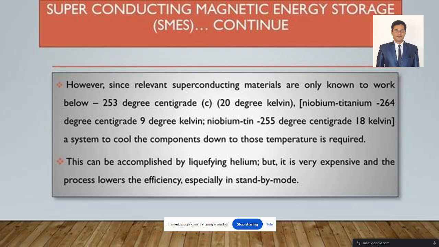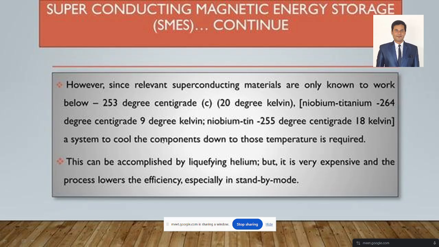Superconducting materials are known to work below minus 255 degrees, nothing but 20 Kelvin, right? The materials used are niobium titanium, at minus 264 degrees centigrade, that is 9 Kelvin, and niobium tin, at about 20 Kelvin, minus 255 degrees centigrade. The material has to go to very low temperature; only then is it possible to make superconducting materials.